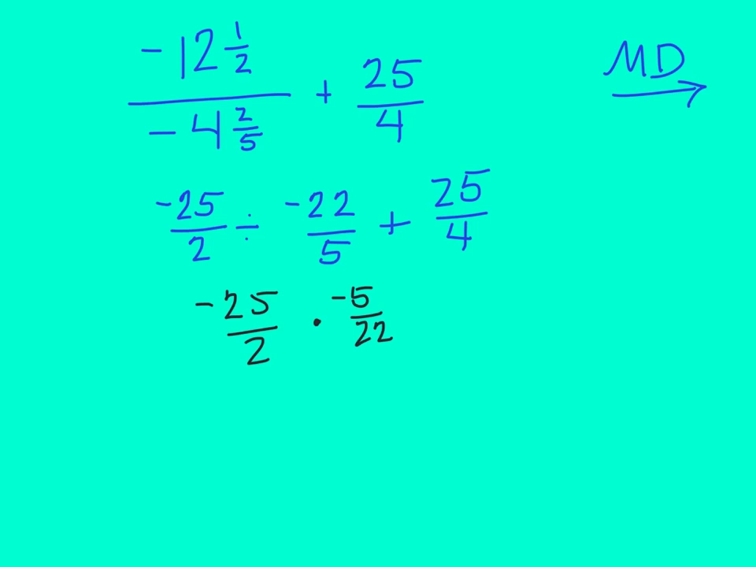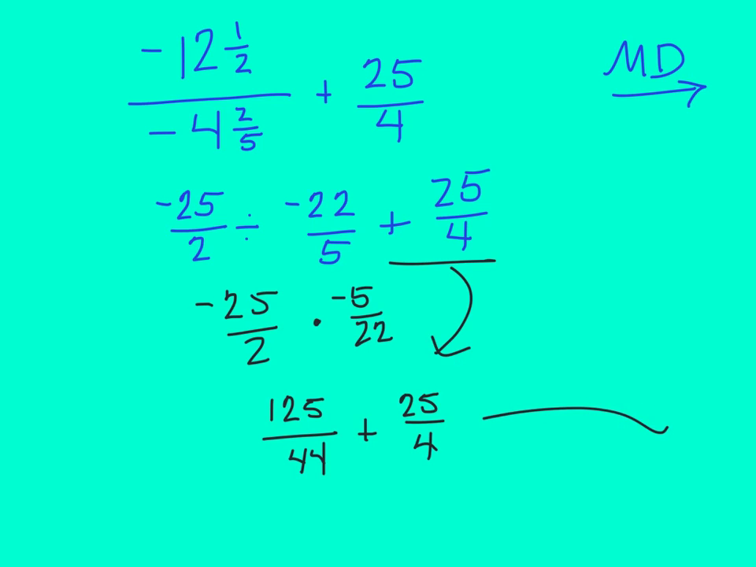So I now know that I need to keep the top with the top and the bottom with the bottom. So negative 25 times negative 5, negative times negative is a positive. 25 times 5 is 125. Bottom with the bottom, 2 times 22 is 44. So we've got 125/44 plus 25/4.